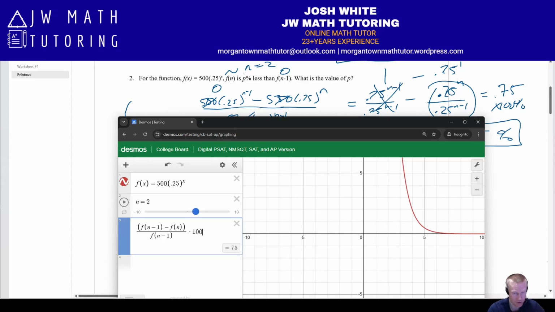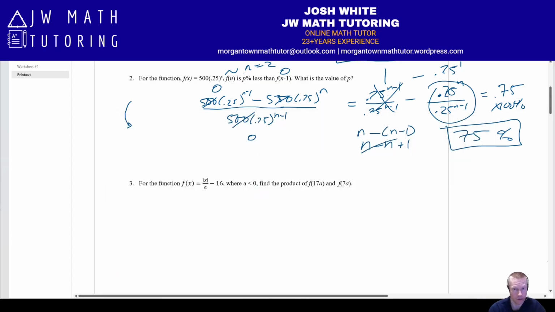It's 75%. And what you will notice is it stays constant as I move this slider, right? It doesn't matter. No matter what value I choose, it's still 75% less than the value before it. So that's how you could do the entire problem in Desmos.